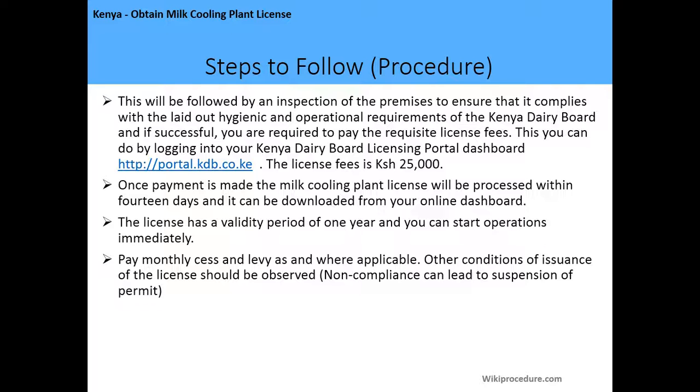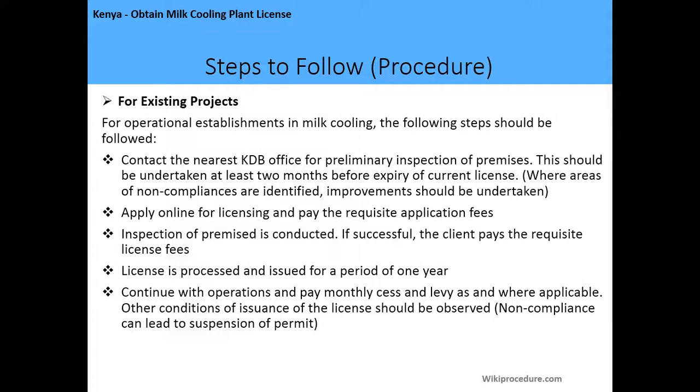And once payment is made, the milk cooling plant license will be processed within 14 days, and it can be downloaded from your online dashboard, and the license has a validity period of 1 year, and you can start operations immediately. Note, you are supposed also to pay your monthly cess and levy as and where applicable, and other conditions of issuance of the license should be observed, and non-compliance can lead to the suspension of the permit. So let's check this out.